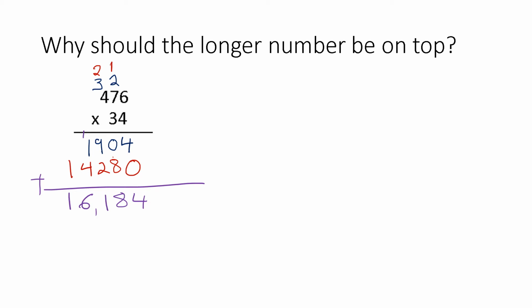So with that said, let's take a look now at what we would do if we flipped our numbers upside down. Now we have the 34 on top, the 476 on the bottom. Well, our technique isn't really going to change all that much. We're going to start now multiplying our 6 by first the 4 and then the 3. So 6 times 4, like we saw earlier, is 24. We'll write down the 4 and carry the 2 on top of the 3. And then we have 6 times 3. 6 times 3 is 18. 18 plus 2 is 20. We'll write down our 20.